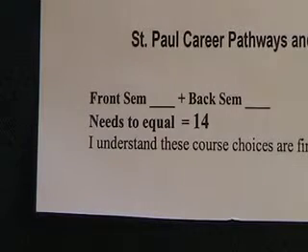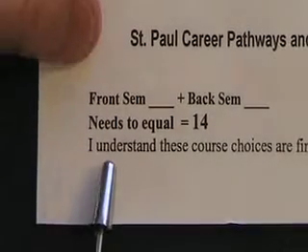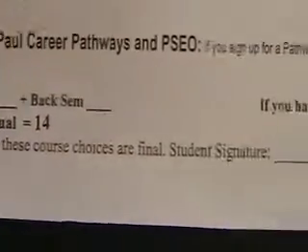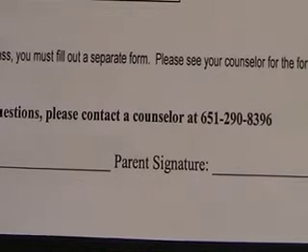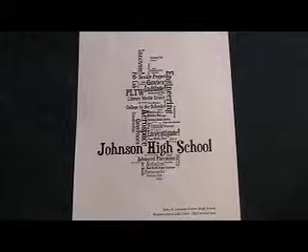We would like you to choose 2 to 3 alternate classes. And then signatures are required. So at the bottom you see it says, "I understand these choice courses are final," and has a spot for a student's signature and also a place for a parent's signature. So please make sure to fill this out completely. Take the time to choose your courses carefully. Involve your parents.